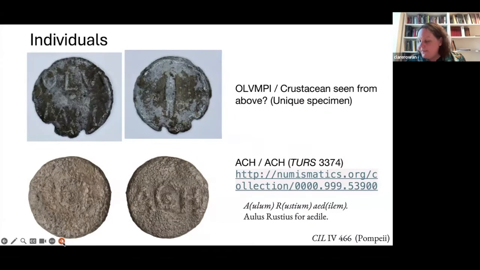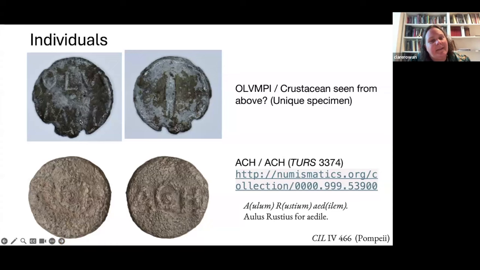In terms of individuals, I've just put two examples here. Sometimes we have the names spelt out, which is lovely. Most of the time we do not. Most of the individual names we come across are not known otherwise. Maybe one or two we might know as magistrates, but the vast majority of them are otherwise unknown.